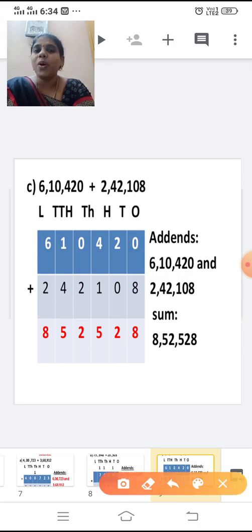So first we have to write the numbers in the exact places, then add the ones place, then tens, then hundreds, then thousand, 10,000, and then the lakhs place.